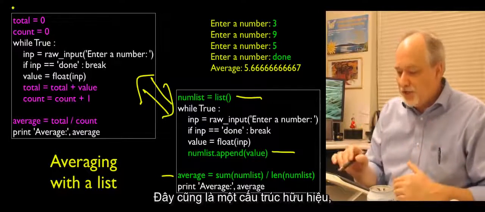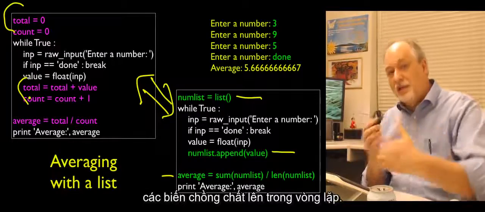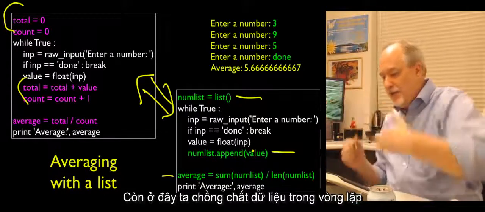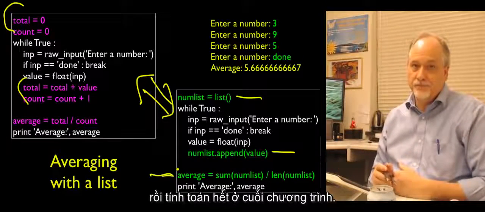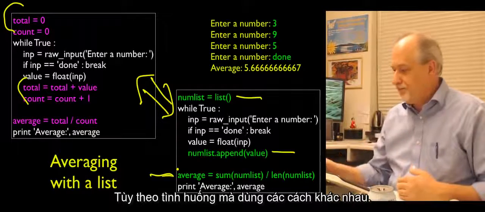So this is also a powerful pattern. This is the accumulator pattern where we just have the variables accumulating in the loop. This one is one where we accumulate the data in the loop and then do the computations all at the end. In certain situations, we'll make use of these different techniques.